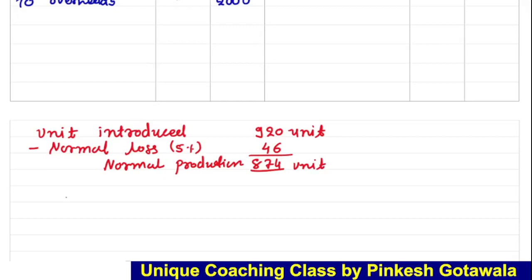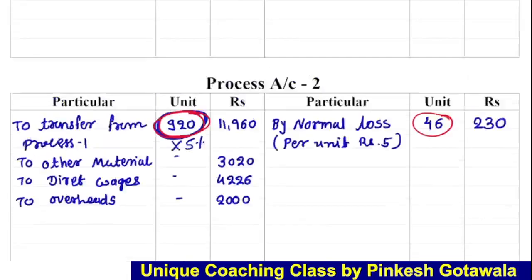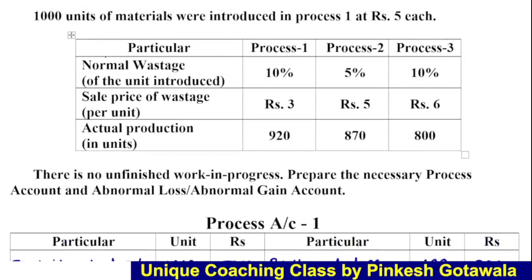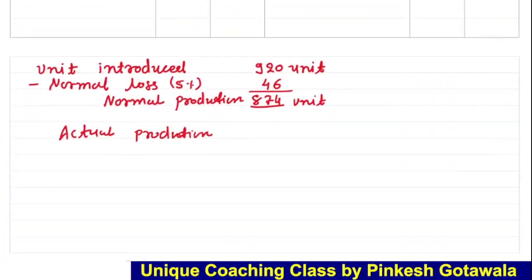Now check how many units we actually produced. In actual in process 2 there is a production of 870. Now think whether we got more production or less. Normally 874 units should be produced, but the actual production is only 870. So here we get less production, less units, right? So is it a loss or gain? Here it is a loss.